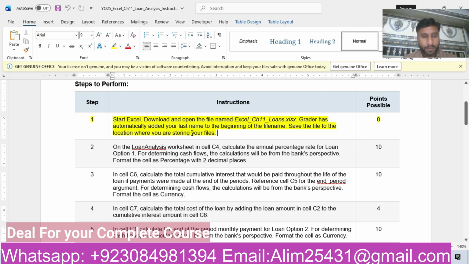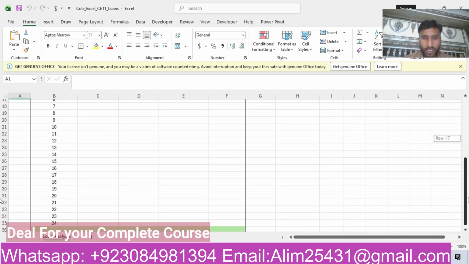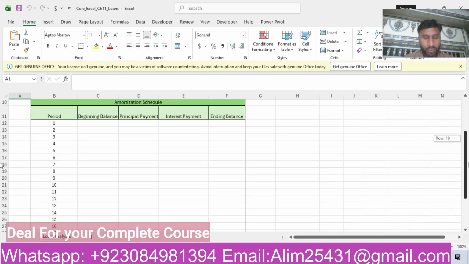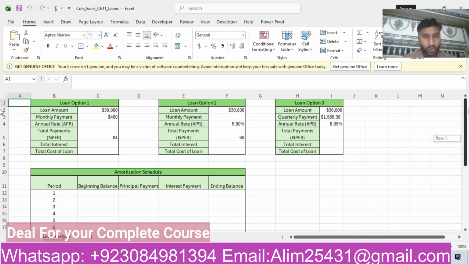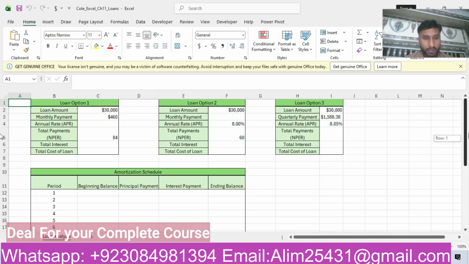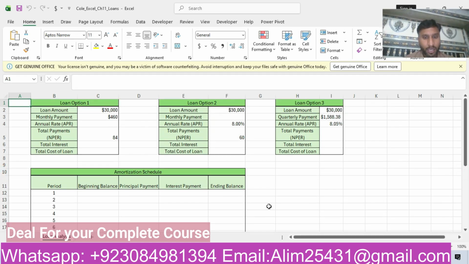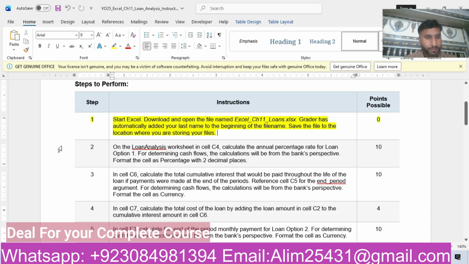The first step only involved downloading the Excel file from the Pearson dashboard. So I have already downloaded that file. That's our file, which I have downloaded from the Pearson dashboard. After completing this, I will submit it to Pearson. That's our step number one.